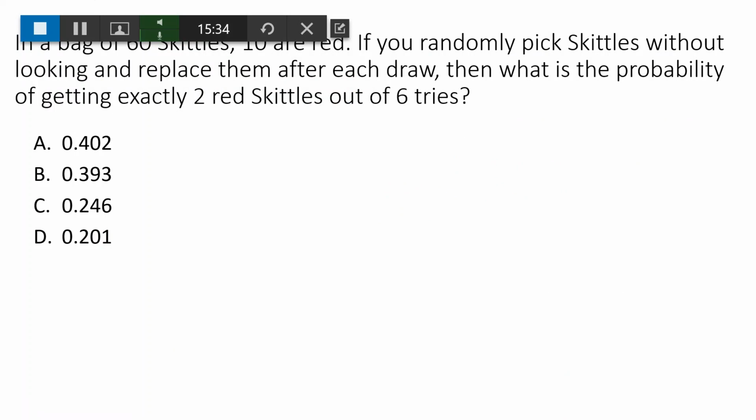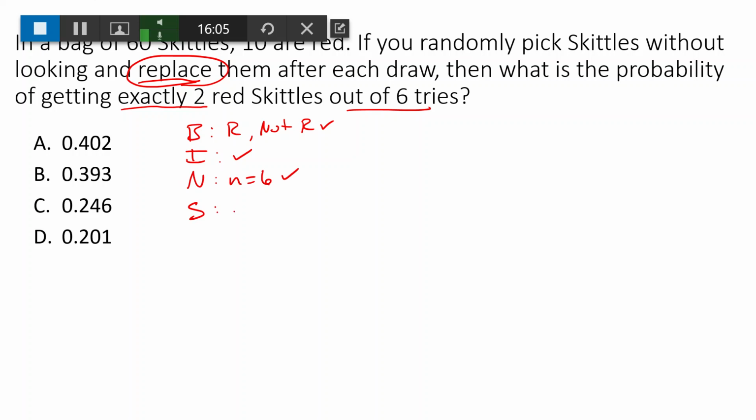One more example. In a bag of 60 Skittles, 10 are red. If you randomly pick Skittles without looking and replace them after each draw, what's the probability of getting exactly 2 red out of 6 tries? So binomial, yeah, we've got red and not red. Independent, yep, since we're replacing them, it's going to stay the same. And we're doing 6 tries, that's fixed. The probability of red is 10 out of 60. We can leave it like that, that's fine.